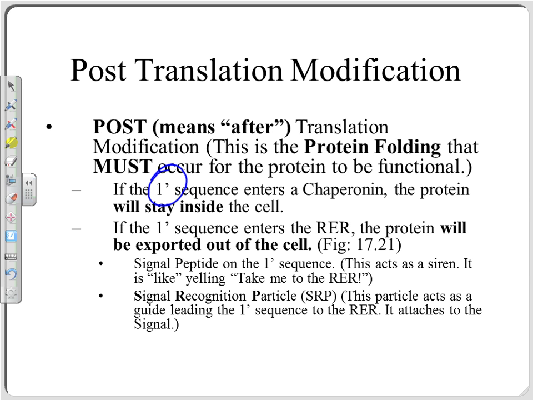The primary sequence of our protein, which is what this is. What amino acids are in there? What order are they in? That's what translation does for us. Translation puts the right amino acids in the right order.